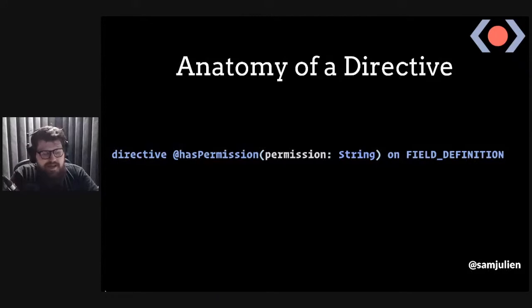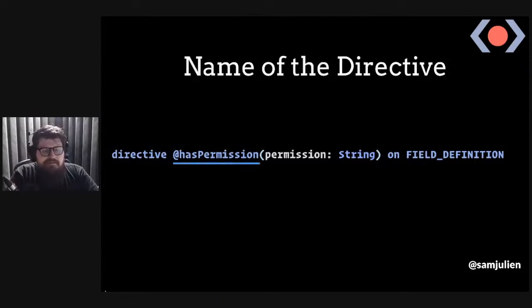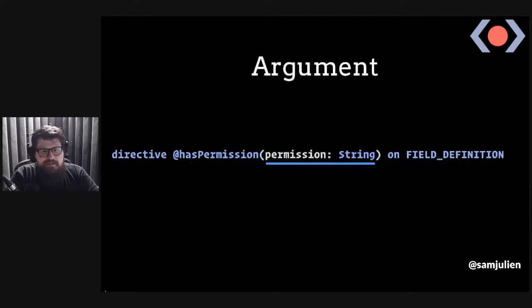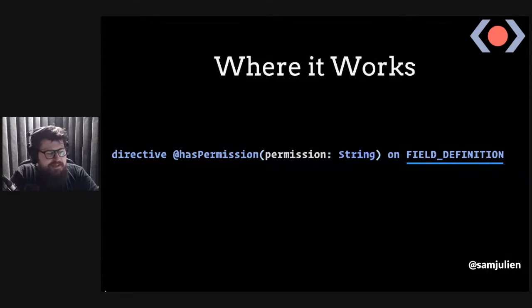So let's look at the anatomy of a directive. First, you have to give it a name. So here we'll give it hasPermission. Then you give it an argument. So we're going to give it a permission that is a string. And then you need to tell it where to actually use this directive. Here we're going to do it on the field definition, but you could also do it on the object and a couple of other different places.